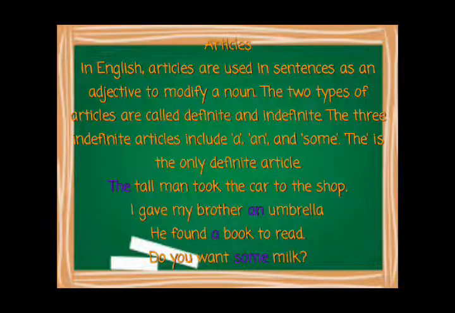Next example, he found a book to read. So when using a, make sure that the letter that comes next is a consonant and not a vowel. Because if you say he found a umbrella, it's not good to hear. And the last example here, do you want some milk? So some here is another indefinite article that was used. A, an, some, and the are the articles.